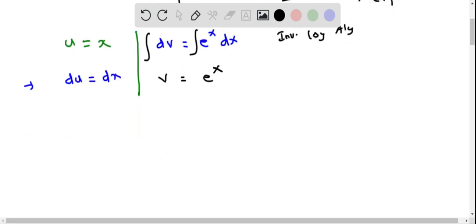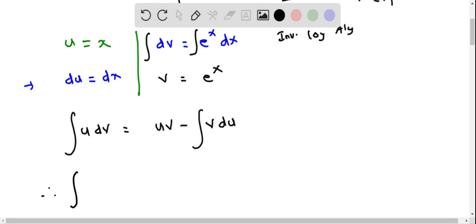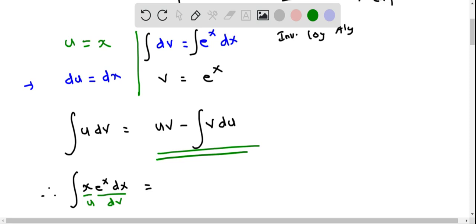We then use the formula for integration by parts, that is integral u dv equals uv minus integral v du. And so therefore we can write down our integration function, that is x e power x dx, and this equals... this is u, and e power x dx we consider as dv. So we place this in the formula to find the result of this integral.